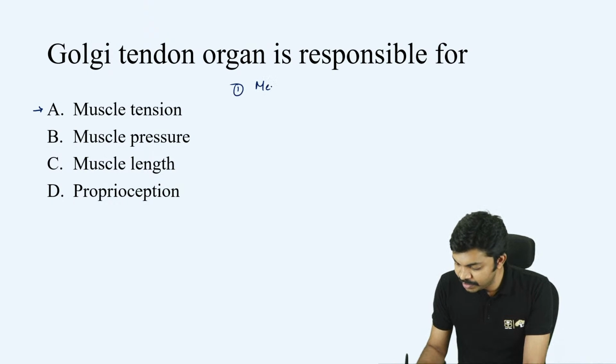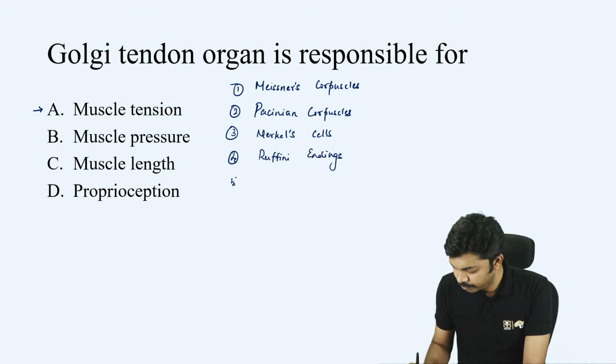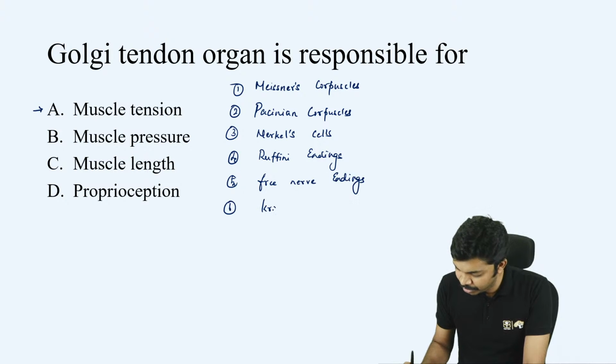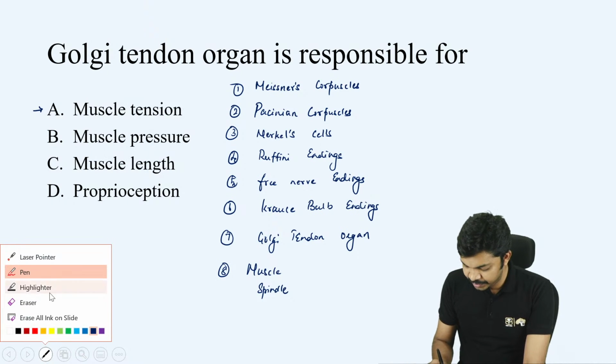Number 1, we have Meissner's corpuscles. Number 2, we do have Pacinian corpuscles. Number 3, Merkel's cells or Merkel's disc. Number 4, Ruffini endings. Number 5, free nerve endings. Number 6, Krause end bulbs. Number 7, Golgi tendon organ. Number 8, muscle spindles. So we have all the sensory receptors and let's get to see what are the sensations they carry.